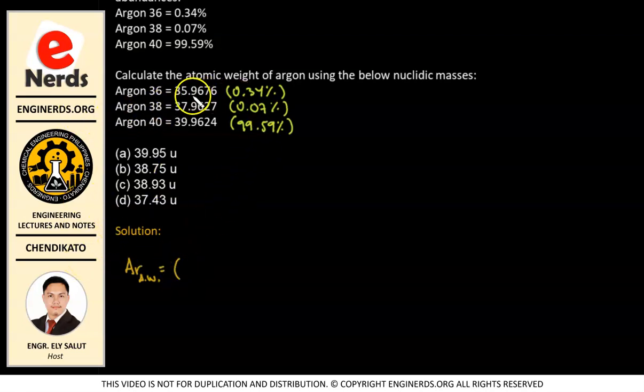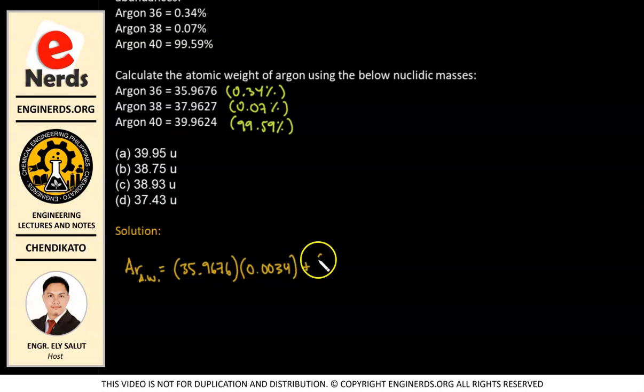So the nucleic mass is 35.9676. Then we're going to multiply that to its percent abundance. So we're going to convert this into fractions. So we're going to move our decimal 2 units to the left. So 1, 2. So we will have 0.0034. Okay, so we converted that into decimal now.